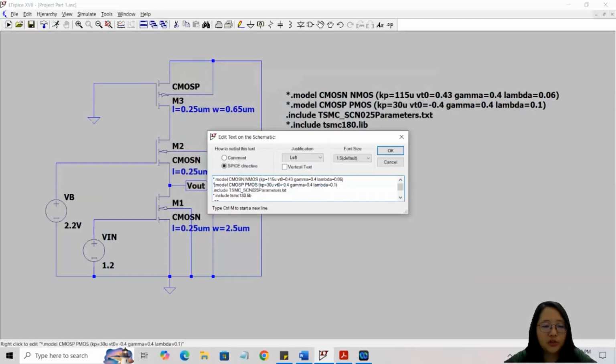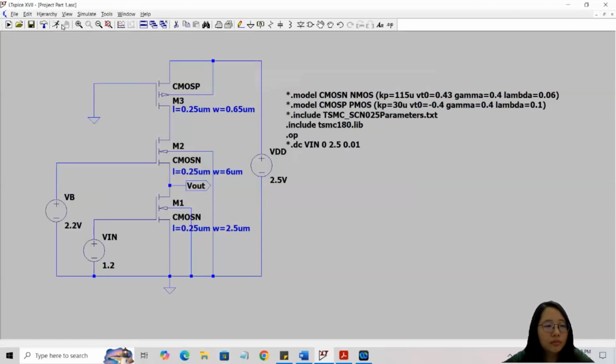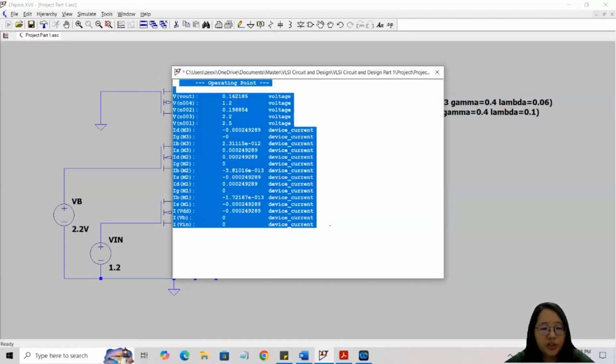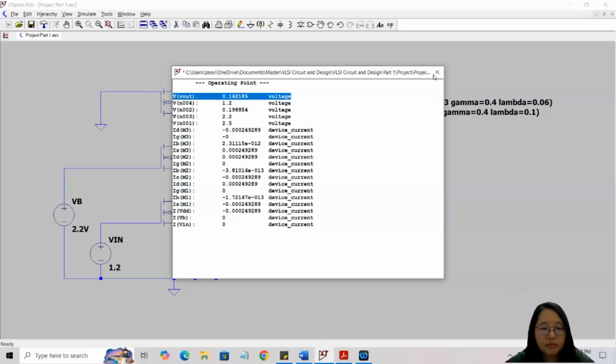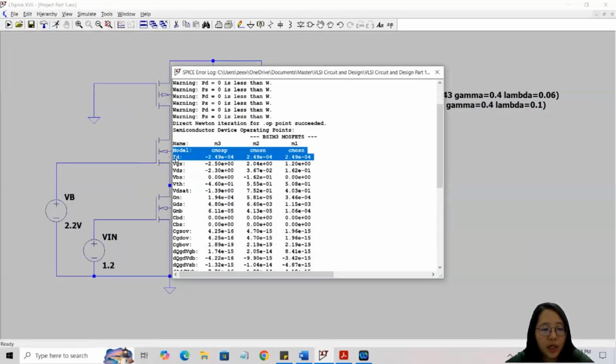Lastly, I'll do the simulation for TSMC 180. This one is the operating point for TSMC 180, and this one is the VL. Then from the SPICE error log, I can get the ID, VGS, and VDS for M1, M2, and M3, and then calculate the operating region for M1, M2, and M3.